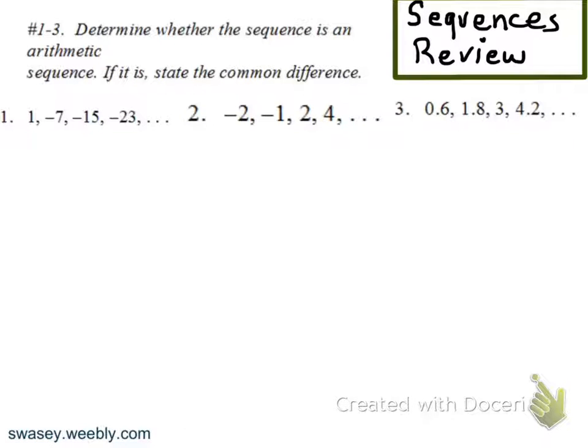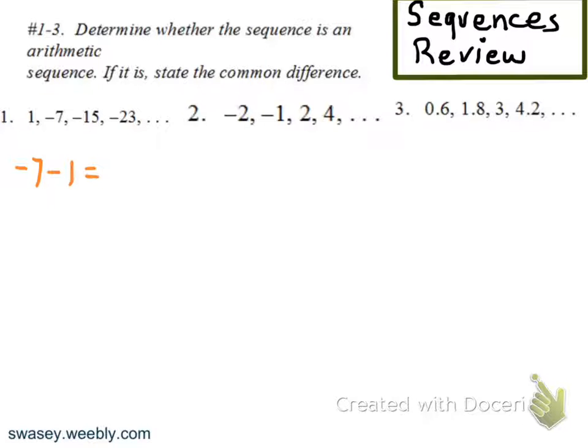So, review for sequences. We're going to look at both arithmetic sequences and geometric sequences. Arithmetic sequences are sequences where you add the same number each time. And if you're looking from left to right and you can't tell what you're adding, then you're going to subtract. Take the second term, subtract the first.